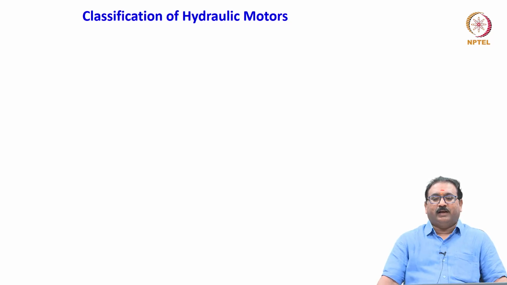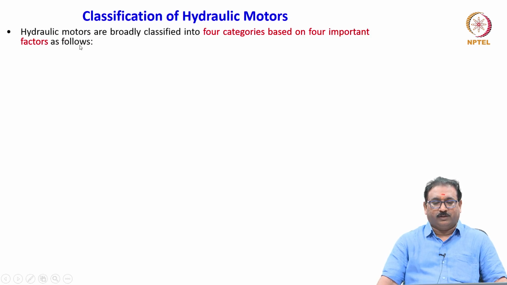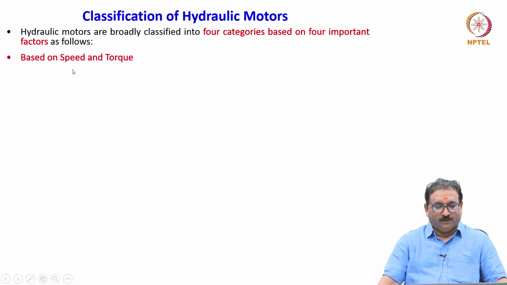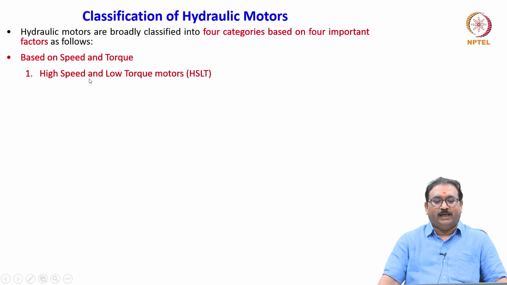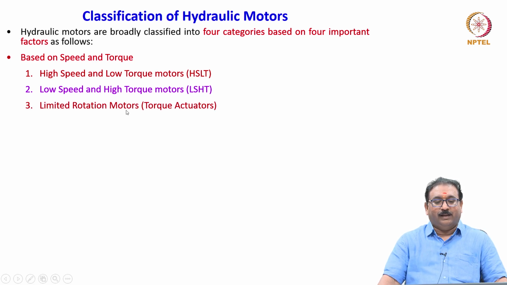Now we'll see the classification of hydraulic motors. Hydraulic motors are classified broadly into four categories based on four important factors as follows. First one, based on speed and torque. Here high speed and low torque motors are known as HSLT. One more category, low speed high torque motors, LSHT. Limited rotation motors are torque actuators.